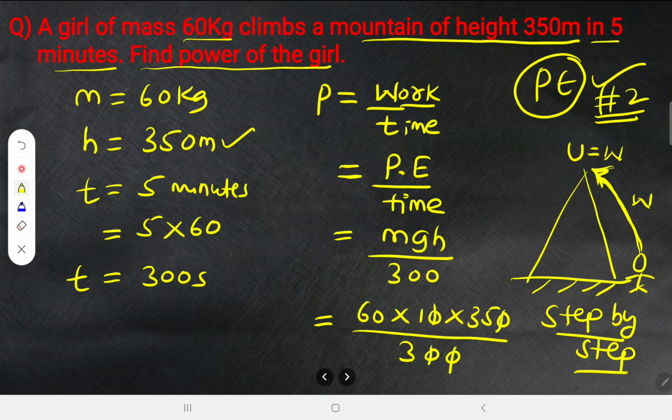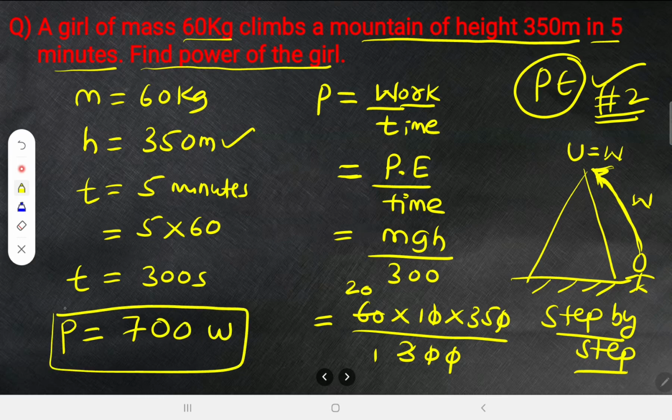Here also 0 and 0 get cancelled, and it becomes 3 ones are, then 3 20s are. So power is going to be 20 into 35, that is 2 35s are 70, and one more 0. So power becomes 700 watt. So 700 watt means again 700 joule per second. I hope the concept is quite clear to you.